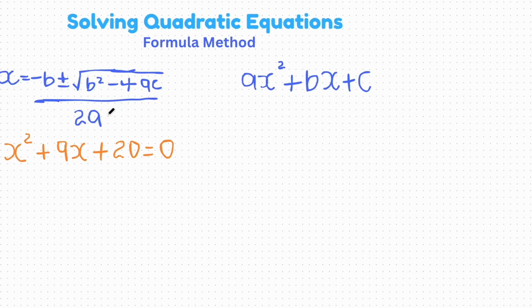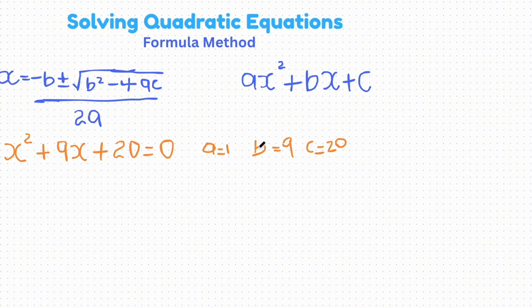In this video, we will be solving quadratic equations using the formula method, which simply means that we will be substituting our a, b, and c from our given quadratic equation into the formula above. Based on this example, our a would be what? Our a is the leading coefficient and a would be 1. Our b, which is found in front of the x, would be 9, and our c would be the constant, which is 20. So c equals 20.